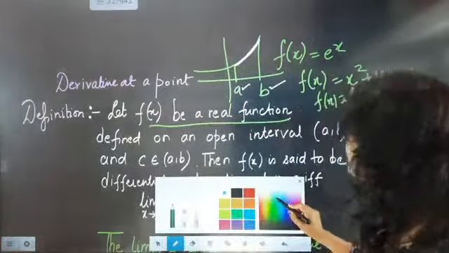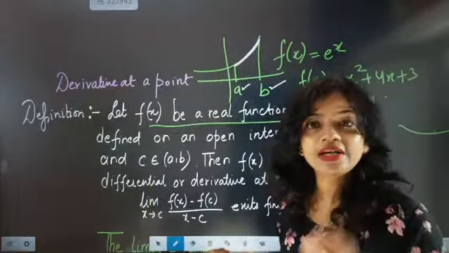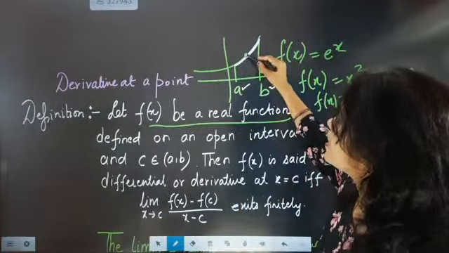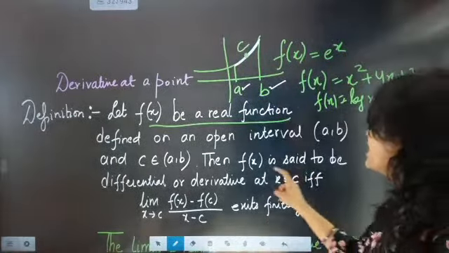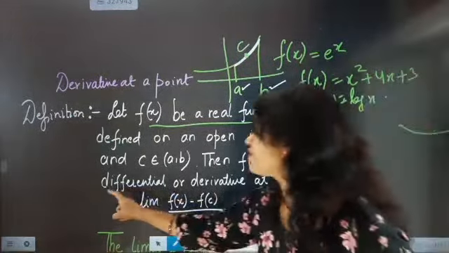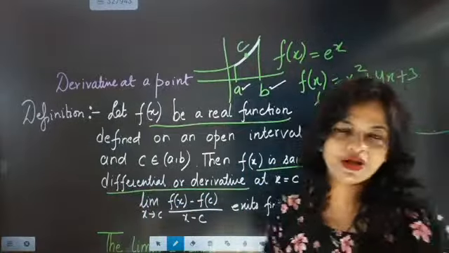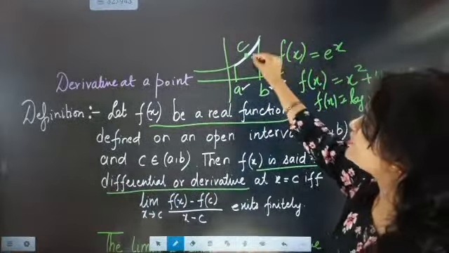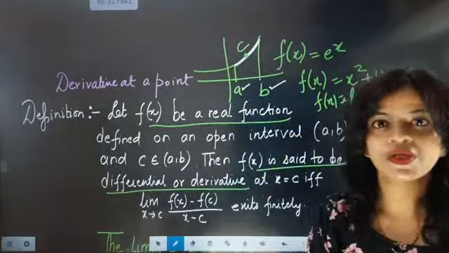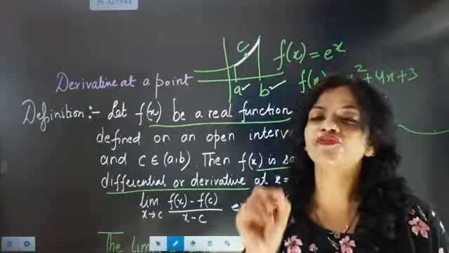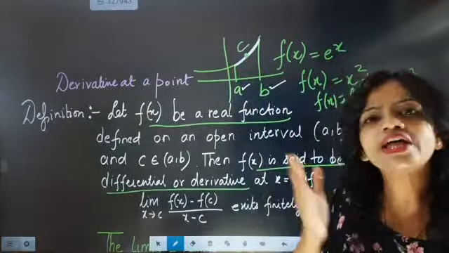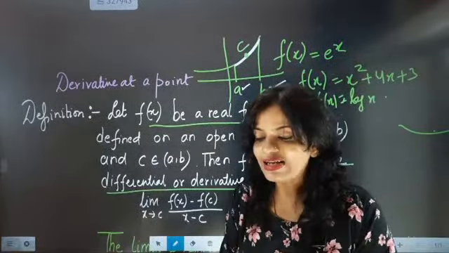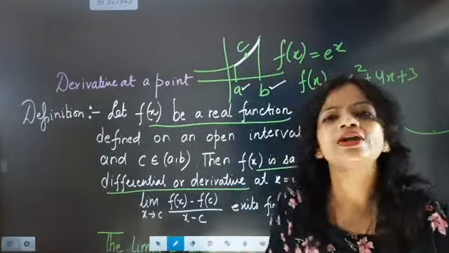In this open interval of the curve, you are taking a point C. Now you have to find whether f of x is said to be differentiable or derivable, meaning you can differentiate the function at a particular point C. Okay, so that means what? Now what exactly does differentiation at a particular point mean?